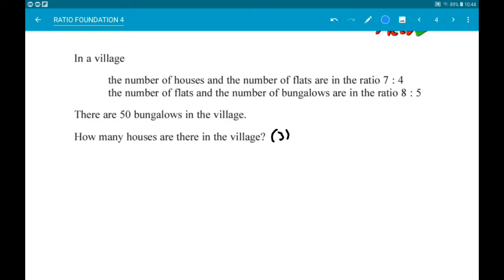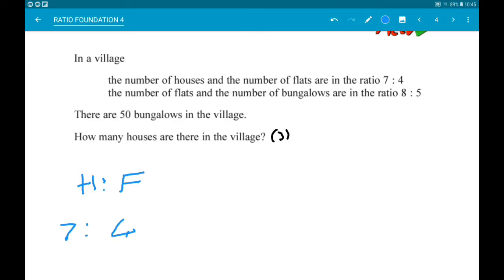Okay, next up, a bit trickier. So, in a village, the number of houses and the number of flats are in the ratio 7 to 4. Straight away, get that written down. So, H to F is 7 to 4.